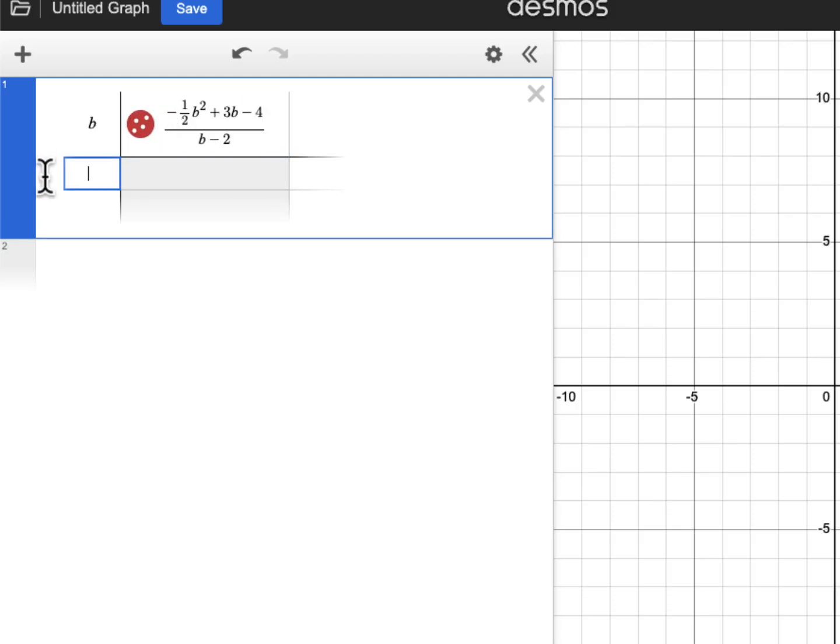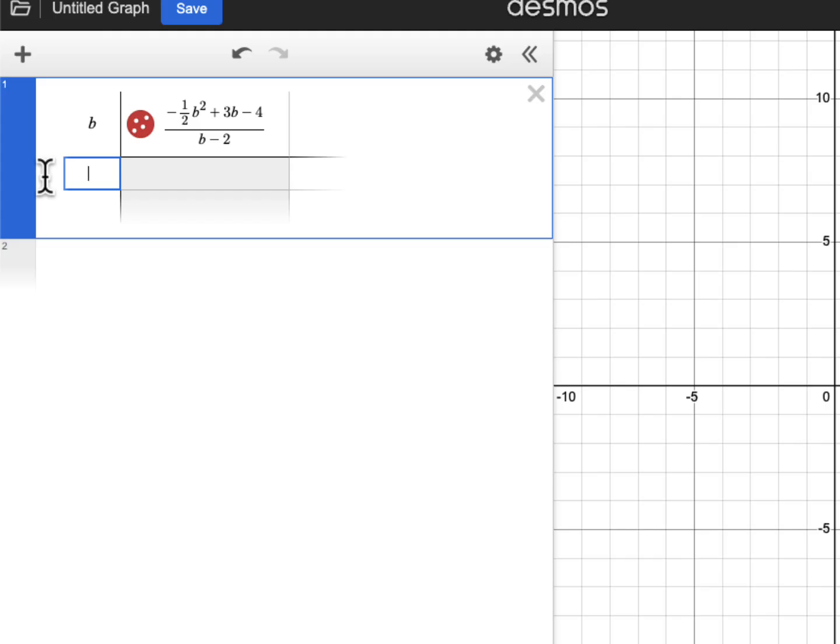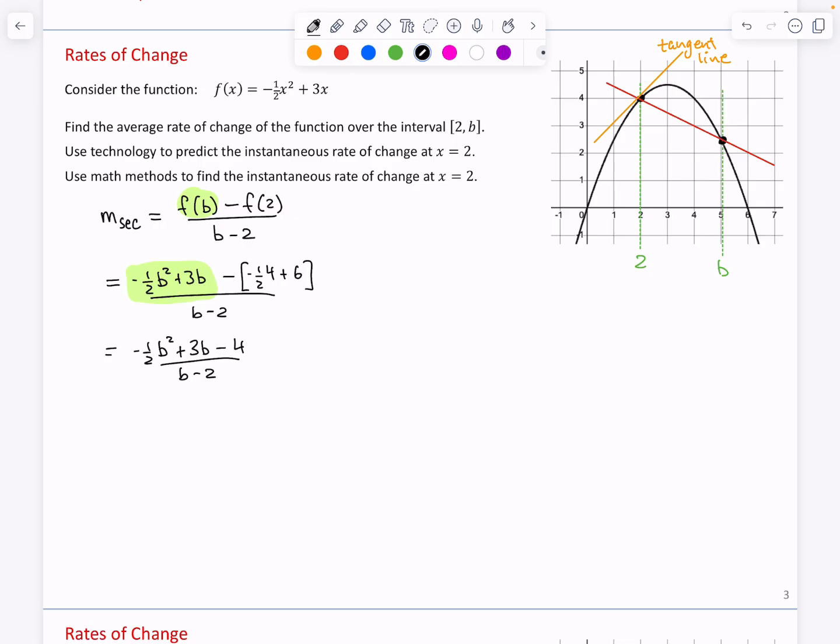And now I can input different values of b. In my drawing, let's let b be 5 to start. So our image would look like this, and we'd have a negative sloped line. With technology, plug in b equals 5, and we can see that the calculation gives us a slope of negative 1/2. Let's summarize this in our notes. So when b was 5, we had negative 0.5 or negative 1/2 as the slope of the secant line.